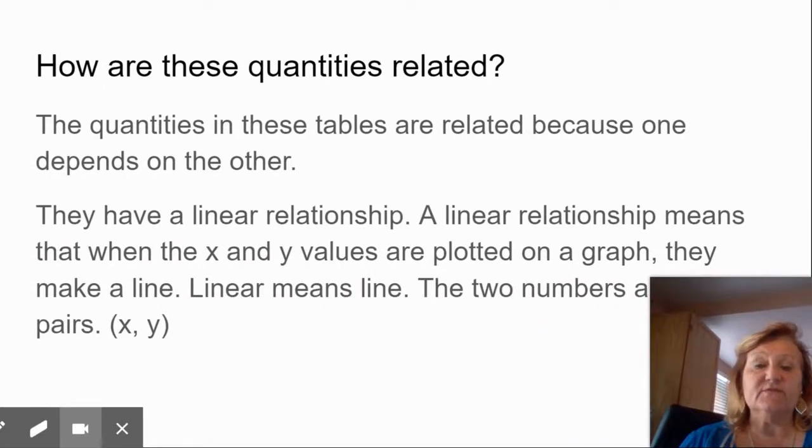And the next question is, how are these quantities related? The quantities in these tables are related because one depends on the other to start with. They also have something called a linear relationship. I talked about that in the very beginning of this video. A linear relationship means that when the x and the y values are plotted on a graph, they make a line. They always need an independent and they always need a dependent variable. So when you have dependent and independent variables, you often have a linear relationship. The two numbers are ordered pairs, x and y.